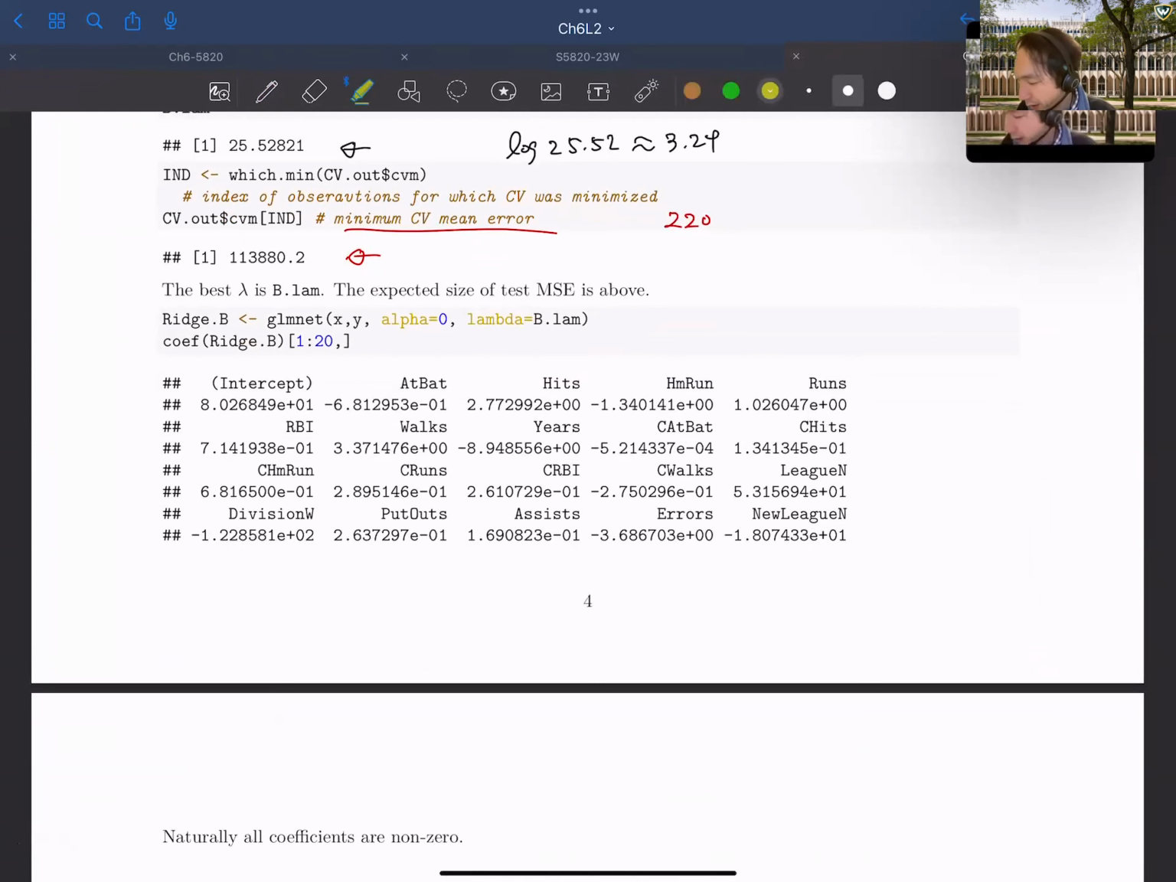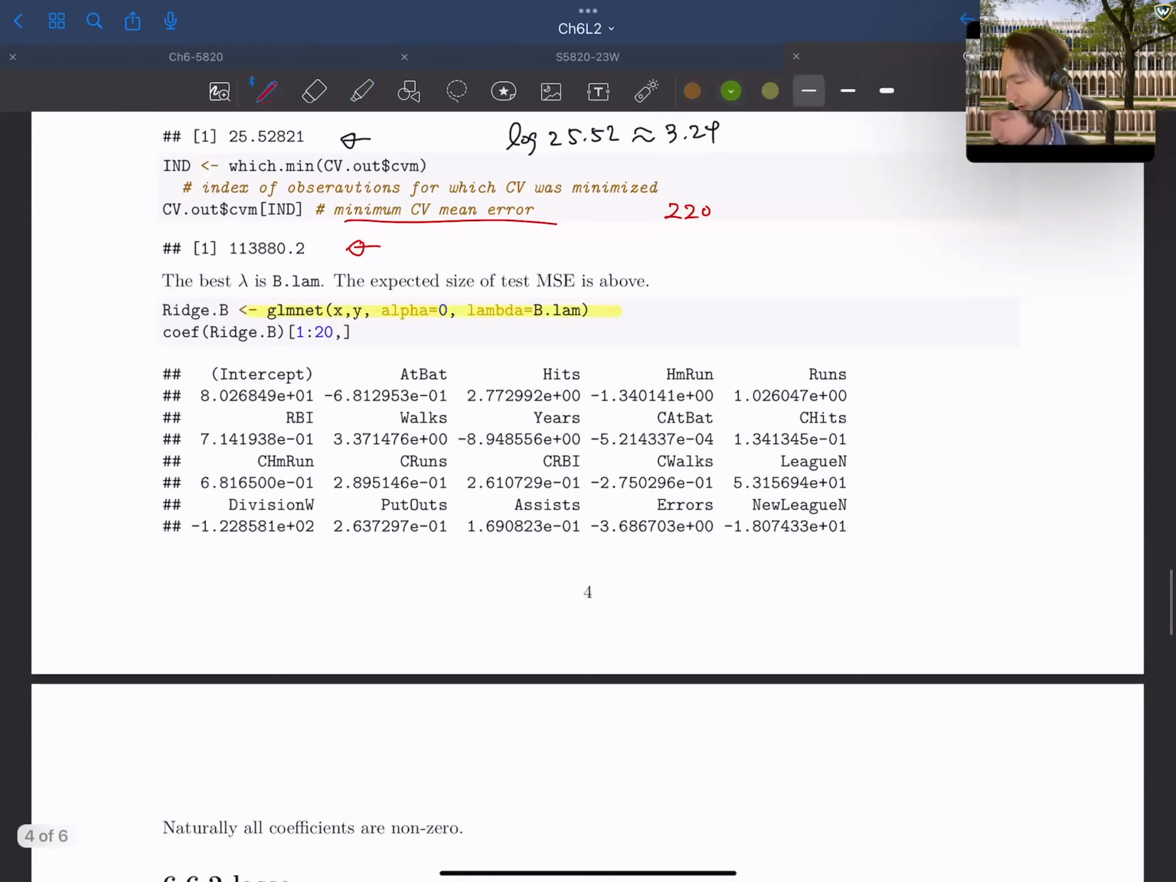And this is the estimation result with the best lambda. Alpha equal to 0 means just ridge regression. Alpha equal to 1 is lasso. So that means this alpha is characterized by beta j to the power 2 minus alpha.